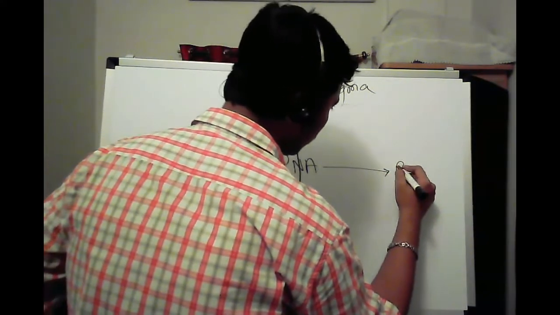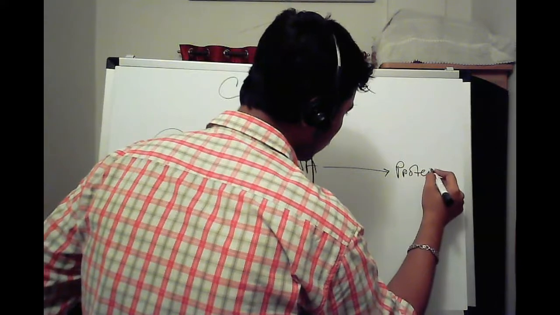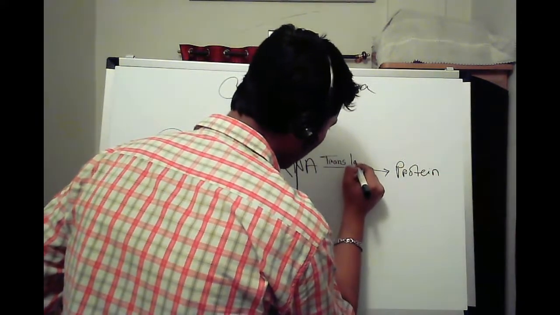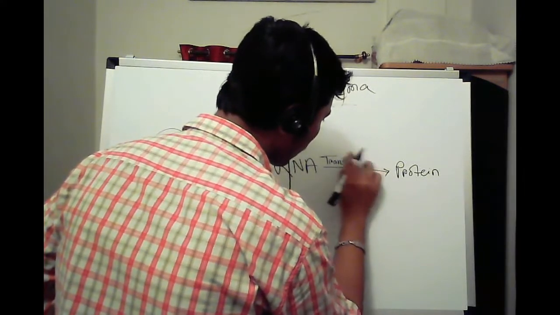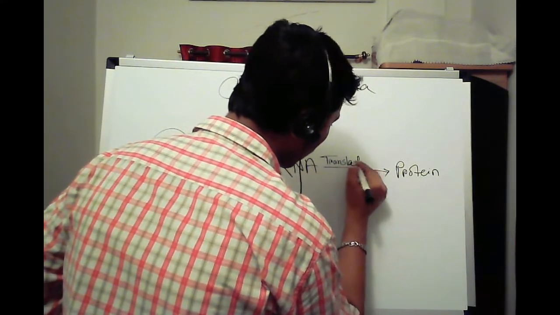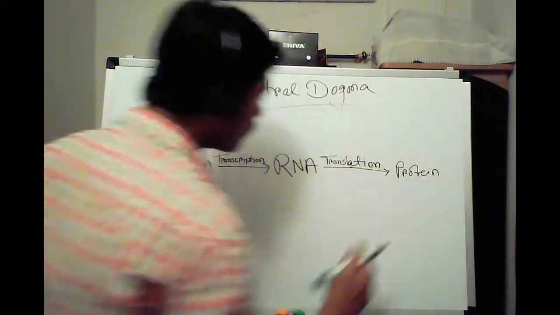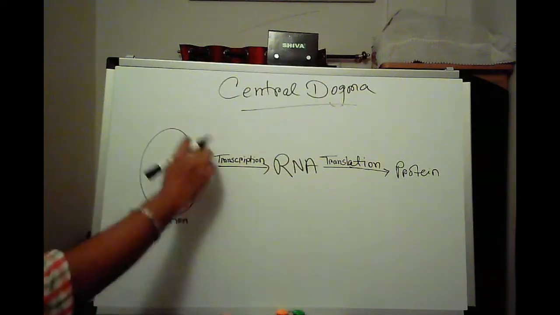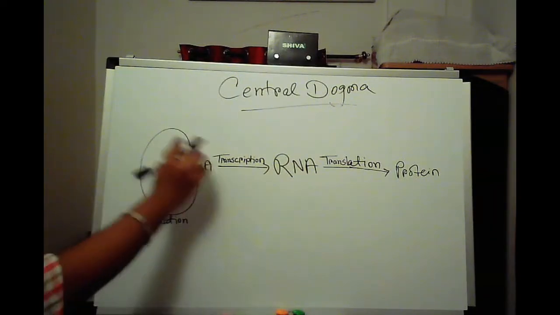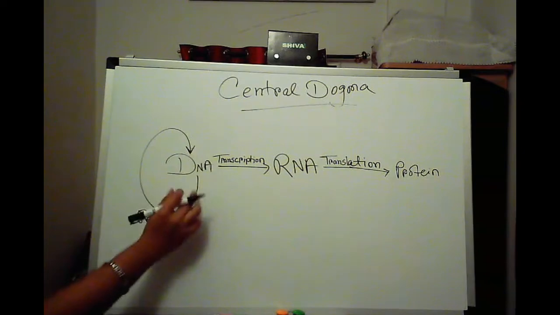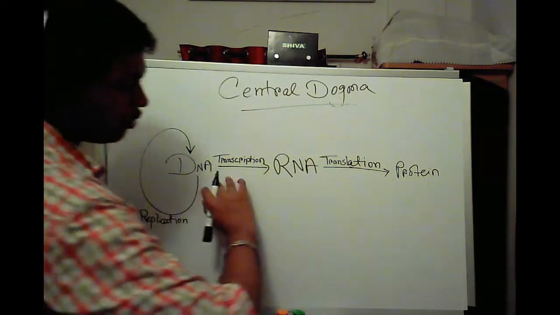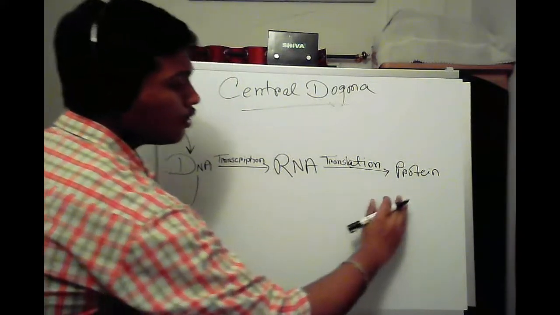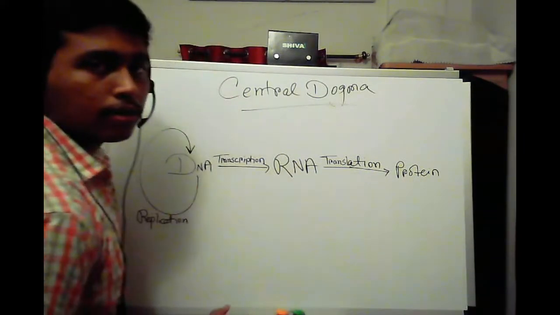RNA giving rise to protein through translation. This is the whole central dogma. DNA can replicate itself. DNA through the process of replication is creating another DNA. DNA through the process of transcription is creating an RNA. RNA through the process of translation is creating a protein.